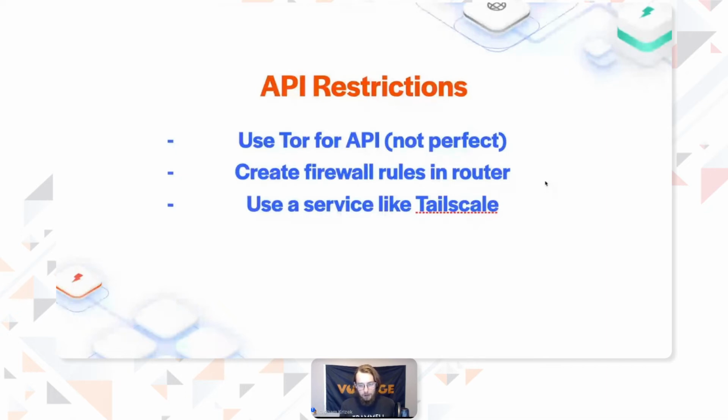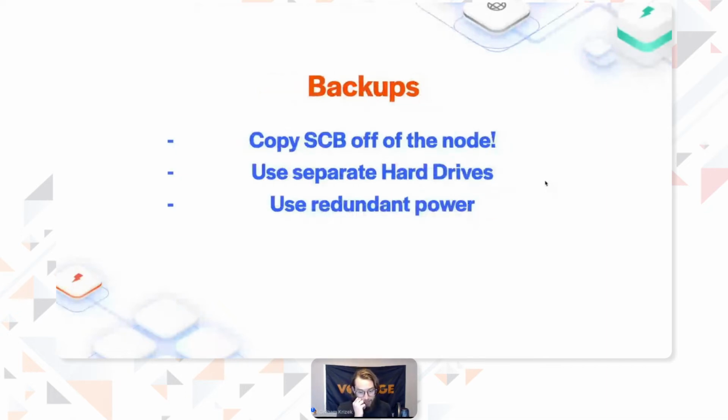Getting into backups, copy static channel backups off of your node. This is incredibly important, as I've heard of many stories of people losing funds because they have a Raspberry Pi, something happens to the Raspberry Pi, and they never copied an SCB off of the node. So it was very hard to do any kind of recovery. You should also use separate hard drives, which I think by now a lot of the at-home node implementations do, where you separate the OS from your data directory inside of the Lightning node.